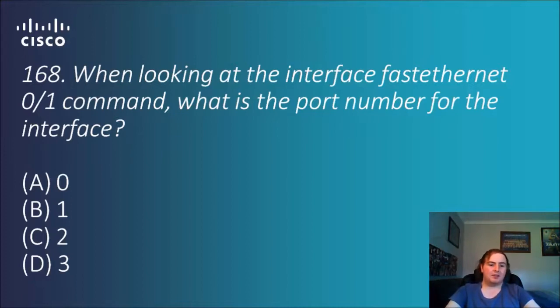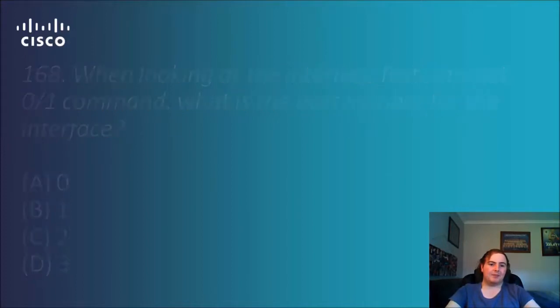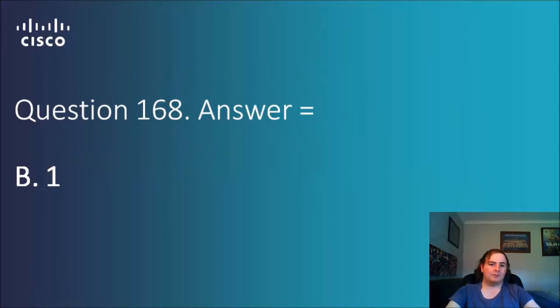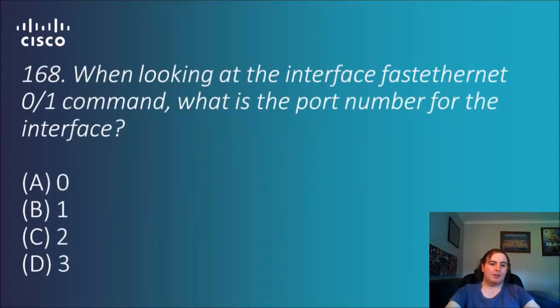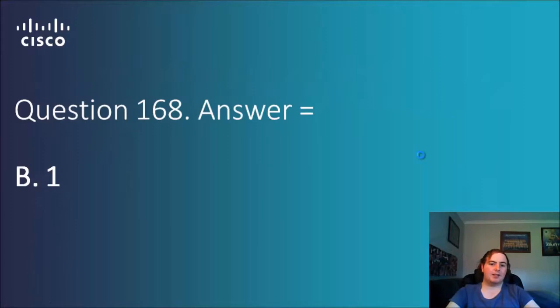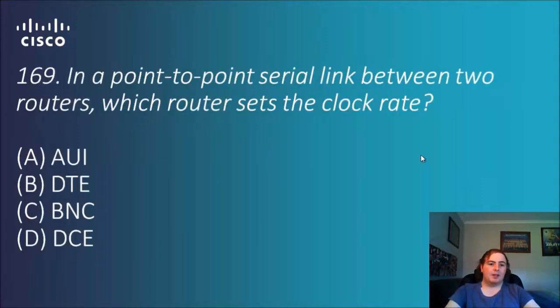So it's going to be A or B probably. The answer on this one is actually B. It is 1. If you look back here, we've got 01. It's slot 0, but port 1. So that's basically how they come up with 1 as the port number.